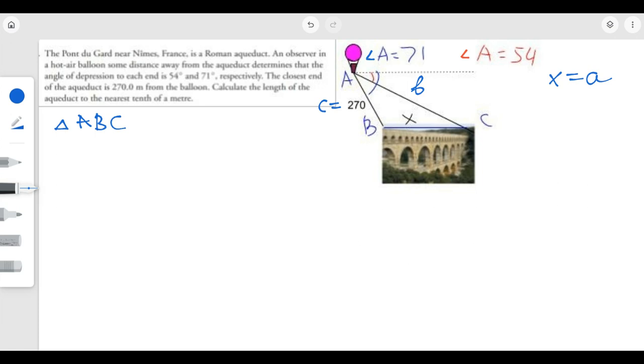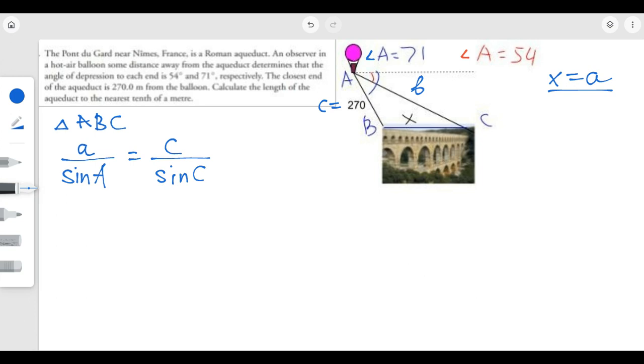The quotients of sine law which we need, first of all, should contain the unknown. So the unknown is a. It means that the first quotient is going to be a over sine of the corresponding opposite angle A. Now, the second quotient depends on what is given. What's given is the side 270. So that's side c. That means that the second quotient is c over sine of angle C.